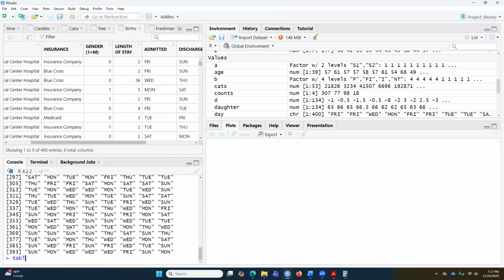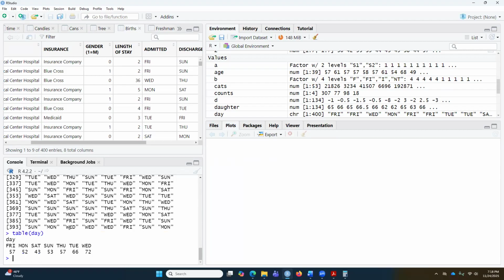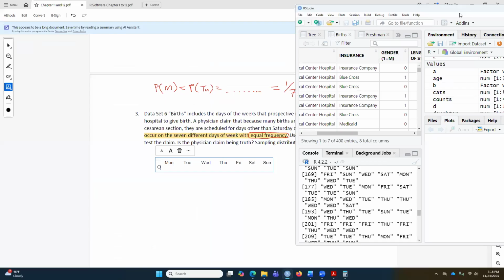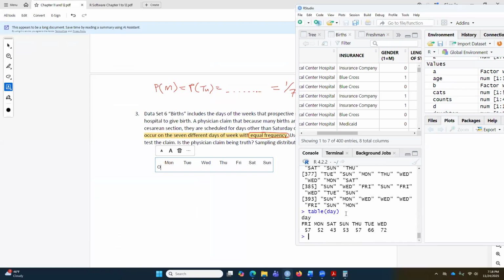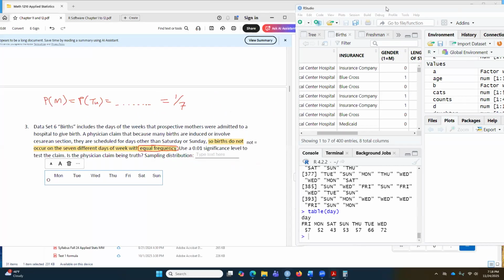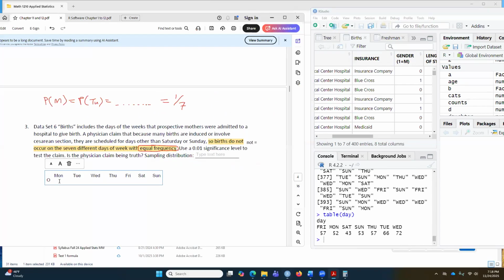So just type table days for that case. Okay. So again, they are not arranged nicely like what we want, but you can still manage to get the days, the frequency, the observed frequency here. So on Monday, I'm going to be smaller so I can see, do two tables here. So Monday in this case will be 52.